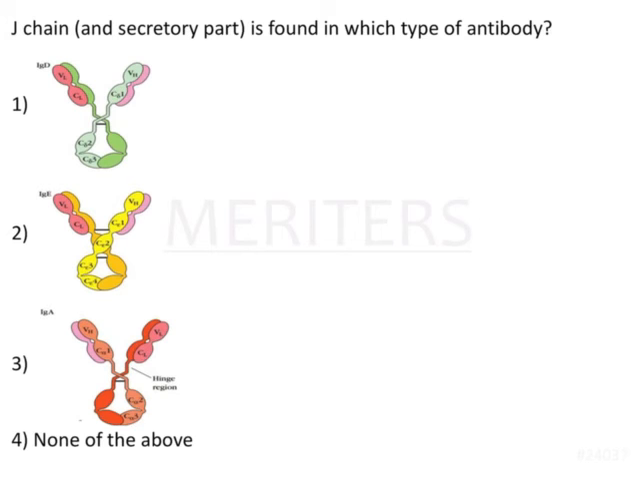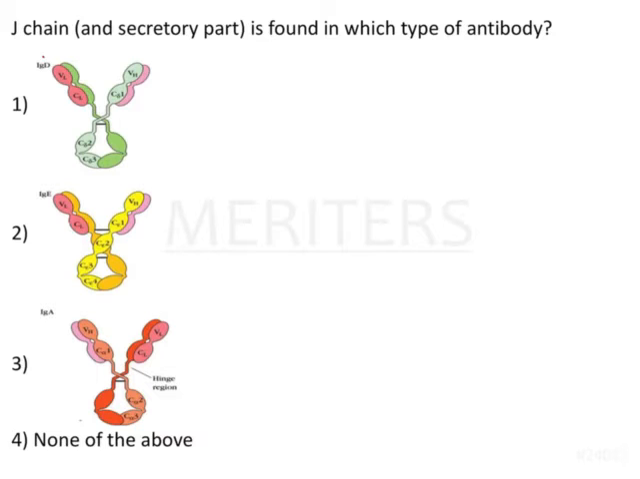Now the question here is: J chain and secretory part is found in which type of antibody? The options are immunoglobulin D. Okay, and one more important thing which you have to focus on: whenever any figure is given, you have to read the details very carefully.